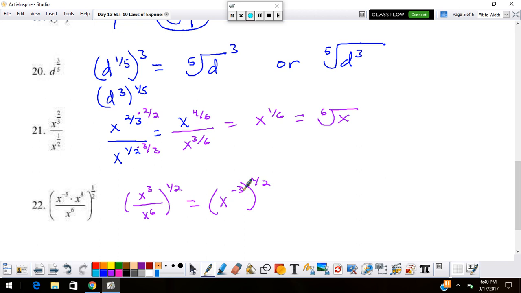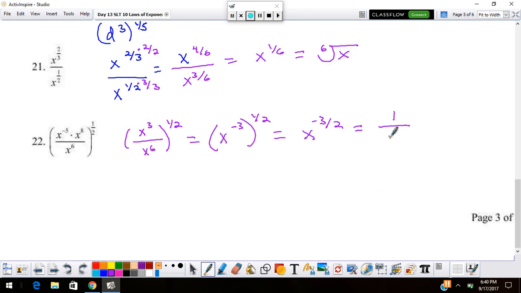Alright, so now just be careful when you multiply. Now we want to be really careful because we want to give our answer as a radical. So the first thing I'm going to do is get rid of the negative sign with 1 over x to the 3/2. And again, just like with number 20, you can think about it as the cubed first or the 1/2 power first. It makes no difference. I'm going to think about it as x cubed to the 1/2 power. And that's going to make my final answer for number 22 1 over the square root of x cubed.